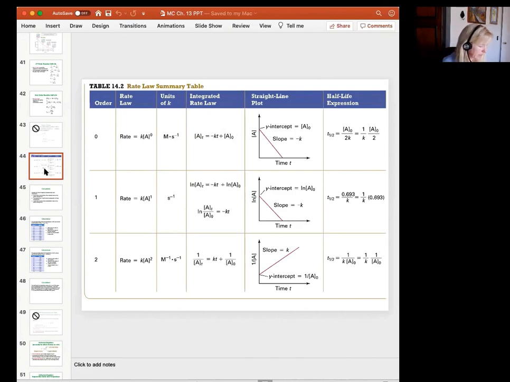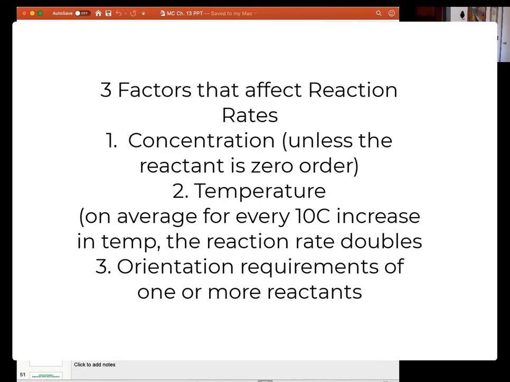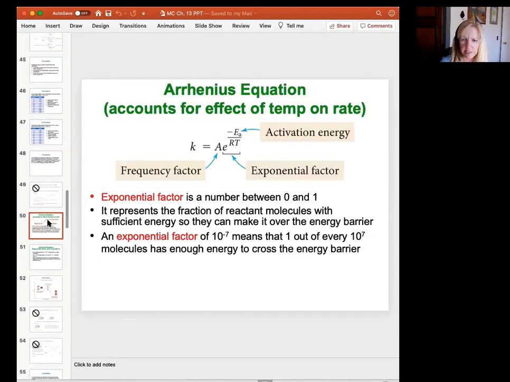Now we're going to look at the effect of temperature on rate. Up to this point we haven't considered temperature at all on the overall rate of a chemical reaction. And if you remember, the three things that affect the rate of a reaction are concentration, which we've dealt with a lot up to this point, temperature, which we haven't talked about, and orientation. So we're going to look at temperature and orientation together, and we're going to do that using this equation here.